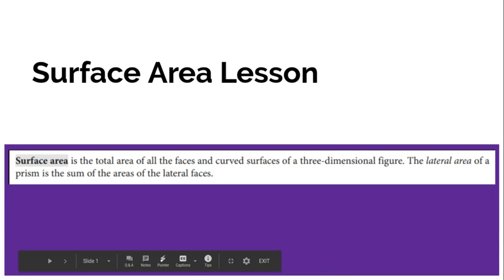Hello, class. I wanted to do a quick lesson on surface area. So, surface area is the total area of all the faces and the curved surfaces of a three-dimensional figure. And then, what else is important is there's something called lateral area. Lateral area is the faces, but not the bases.